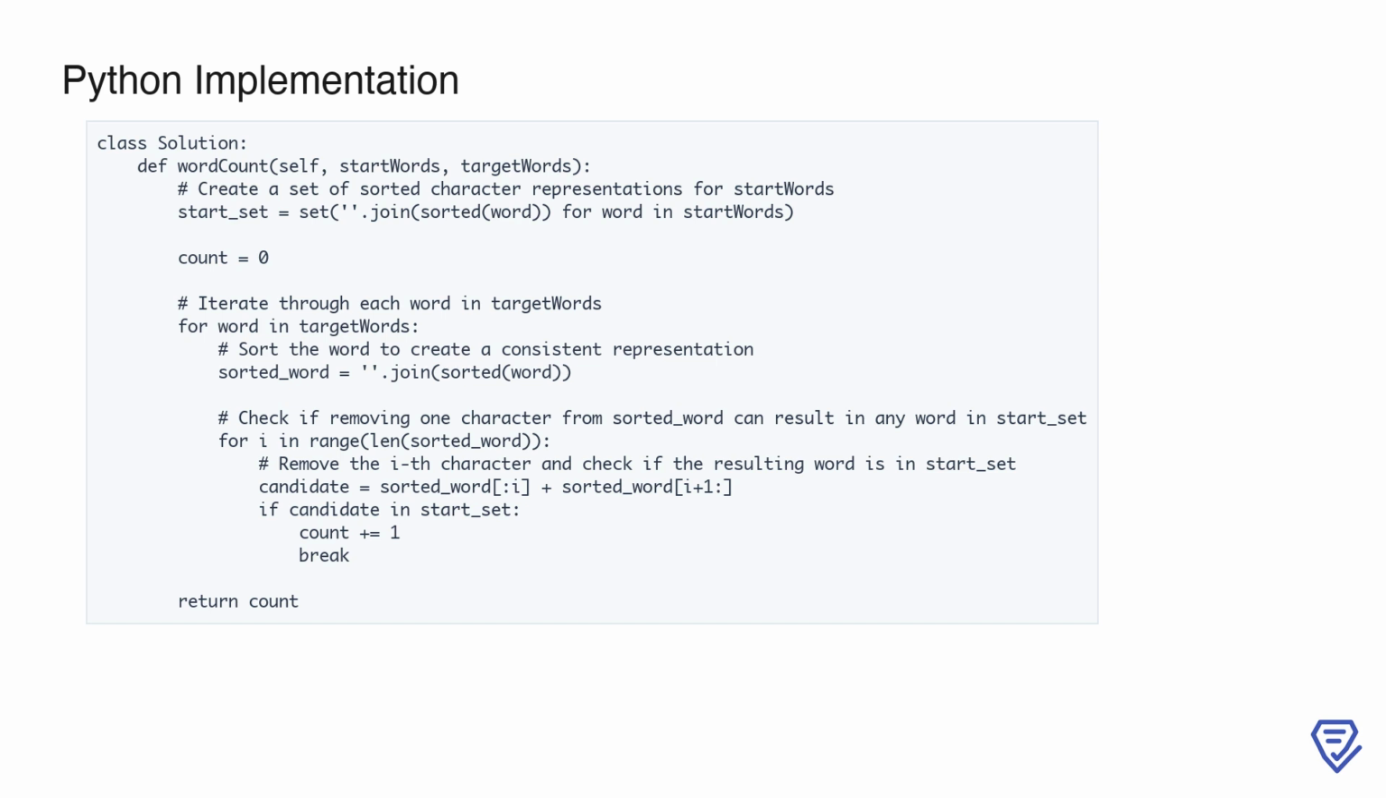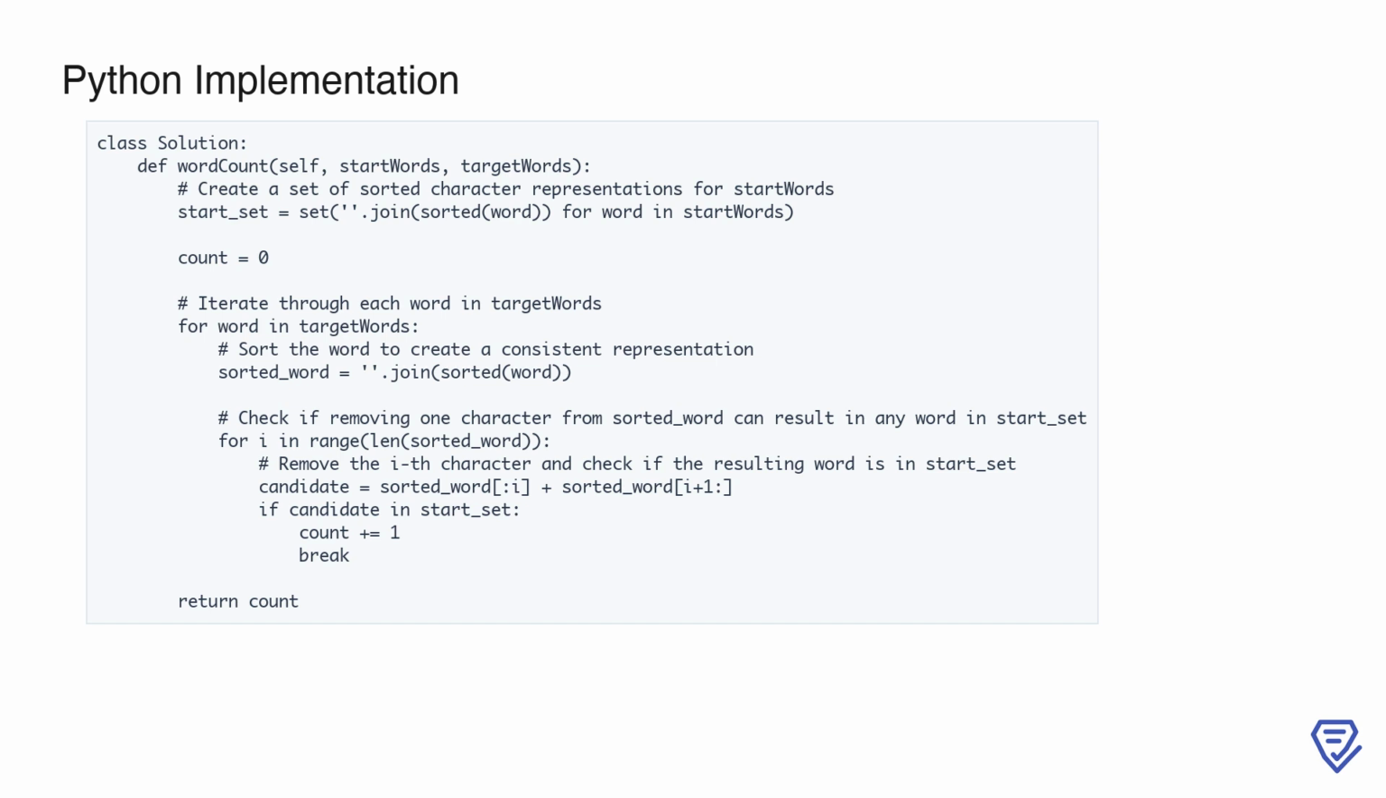We then iterate over each word in target words. For each word, we sort its characters to create a consistent representation, sorted_word. This ensures that we can systematically check if removing one character results in a word that exists in start_set. Inside the loop, we iterate through each character in sorted_word. For each character, we simulate removing it by constructing a new string, candidate, which excludes the current character. We then check if this candidate exists in start_set.